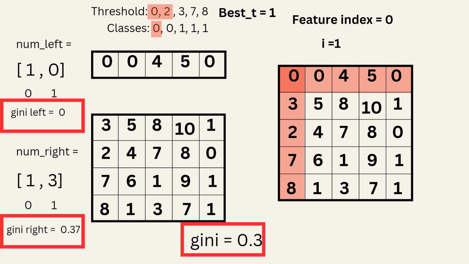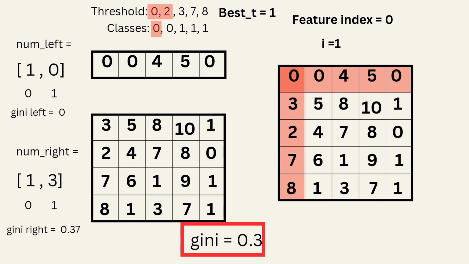After that, we will find the Gini of both the num and get the weighted average of it. In this case, the average weighted Gini is 0.3, but we want the minimum possible value for all the instances.